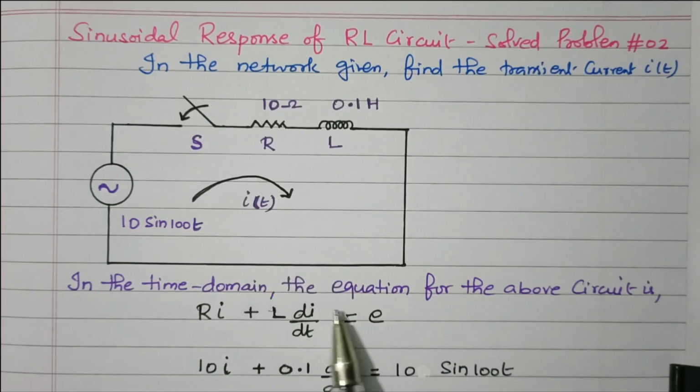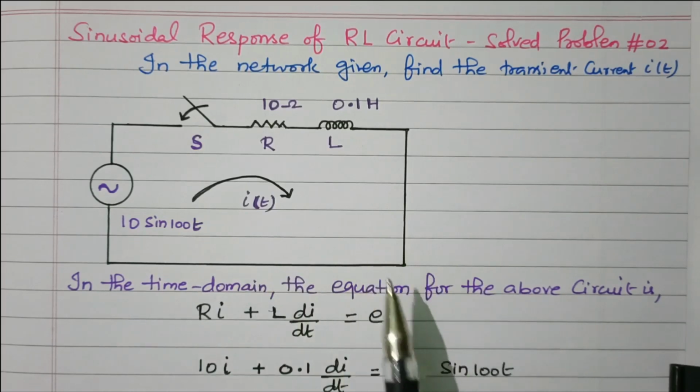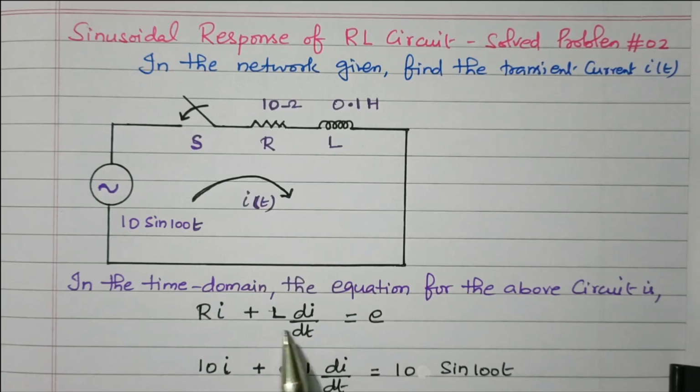So in the time domain, the equation for the above circuit, based on Kirchhoff's voltage law, is: the applied voltage equals the resistive drop plus the inductive drop. Voltage rise equals voltage drop. So R into i plus L di by dt equals E.